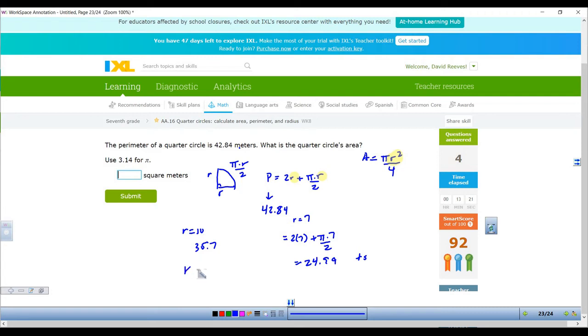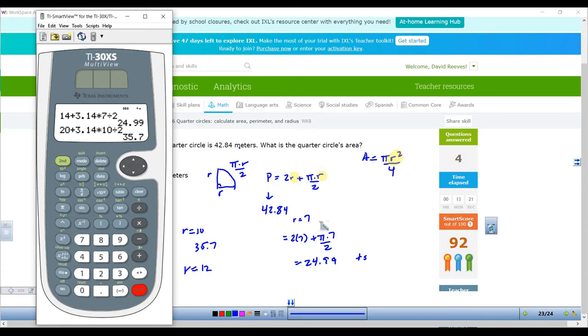So, do you think 11? You think 12? How about we try 12? Again, I'm going to go back to my calculator. Do you see how when you use the same formula over and over again, it gets easier, right? So we know we're going to start with 2 times our radius. So now we're doing 2 times 12. Well, 2 times 12 is 24 plus 3.14, right? Times 12, because it's 3.14 times 12 divided by 2.